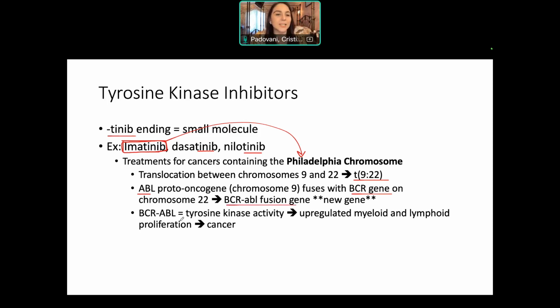BCR-ABL has upregulated tyrosine kinase activity. So this is going to cause upregulation of both myeloid and lymphoid cells, causing cancers. And this is what you get: CML, chronic myelogenous leukemia, has this Philadelphia chromosome in it. Some ALLs, acute lymphocytic leukemias, sometimes have the Philadelphia chromosome, but when you see a Philadelphia chromosome, I want you to think of CML. That one usually always has the 9;22 translocation.